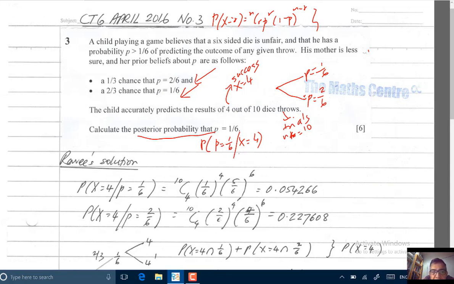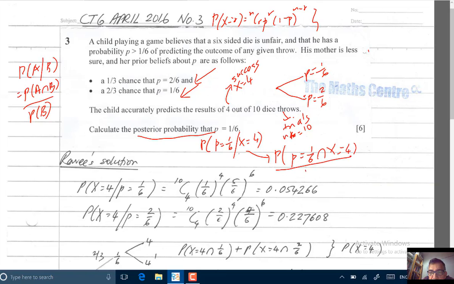Let me remind you of the formula that we learned in a statistics class. Probability of A given B is probability of A and B over probability of B. So that's what we're going to use here. This will be probability of P equals 1/6 and x equals 4, the whole thing divided by probability of x equals 4. So I need to find the numerator and I need to find the denominator.